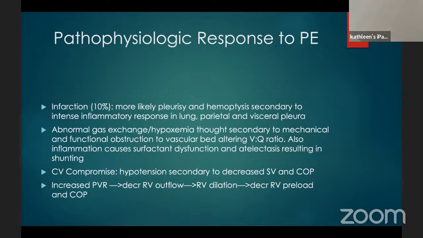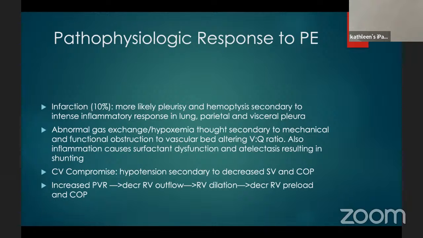Once the thrombus lodges, a series of pathophysiologic responses can occur. These include infarction, abnormal gas exchange and hypoxemia, cardiovascular compromise, and increased pulmonary vascular resistance. Pulmonary infarction occurs in 10%. Patients are more likely to demonstrate pleurisy and hemoptysis secondary to the intense inflammatory response in the lung, parietal, and visceral pleura.